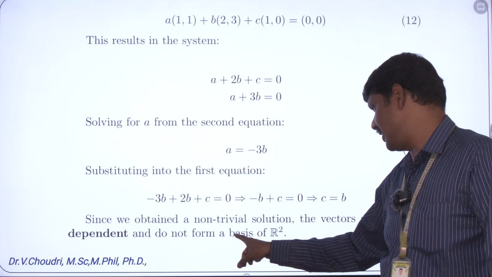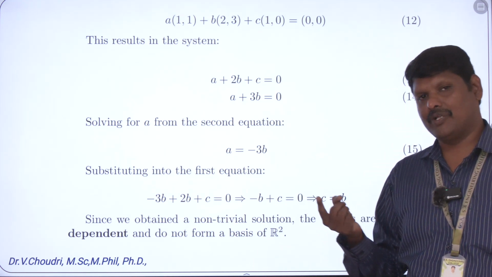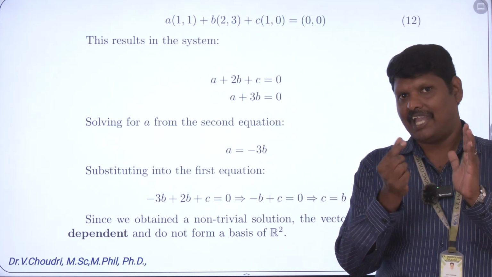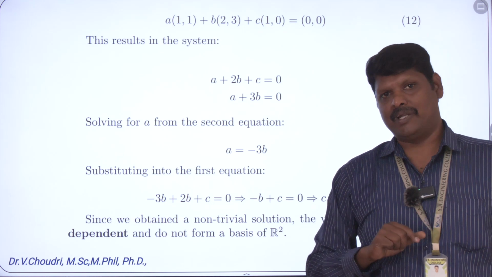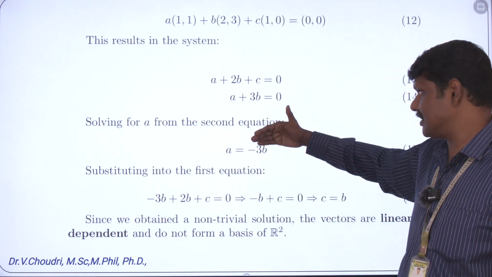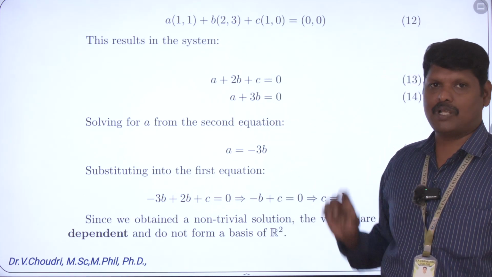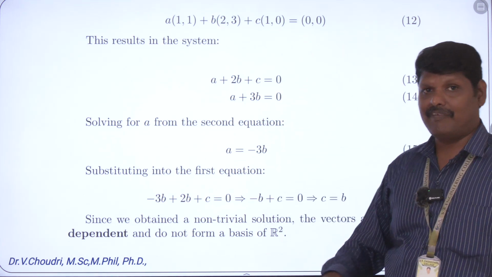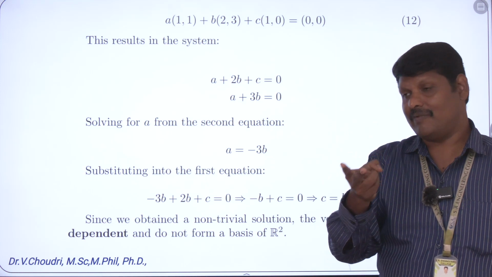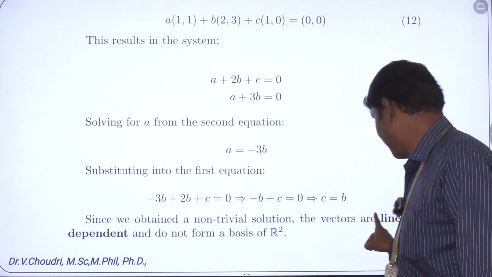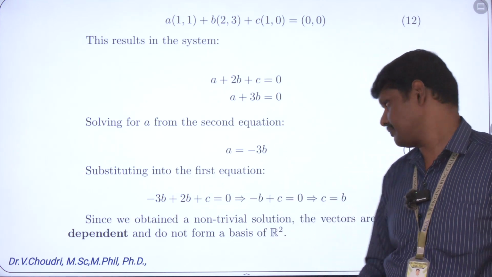So it does not form a basis of R square. As I told you, out of these n vectors, if we add one vector additionally, it becomes linearly dependent. Please connect the hints with this problem. For R square, we expected 2 vectors, but right now we have one vector additionally. See what the result is: linearly dependent.